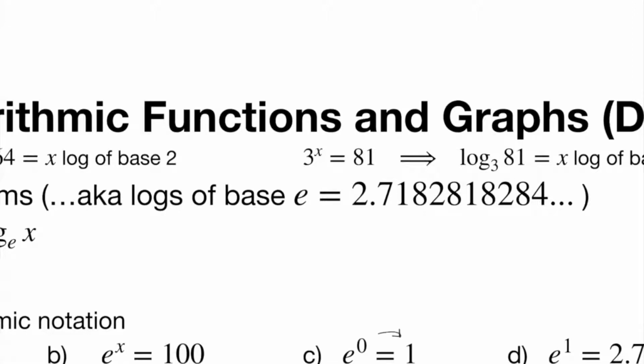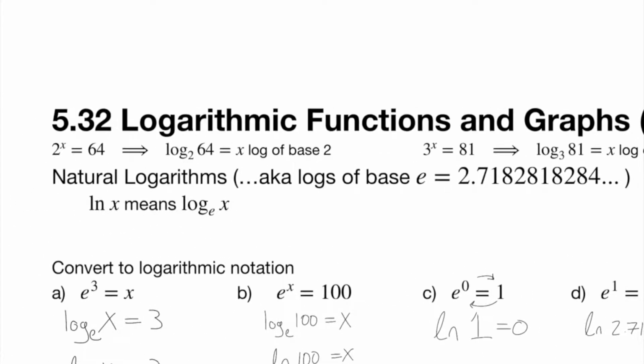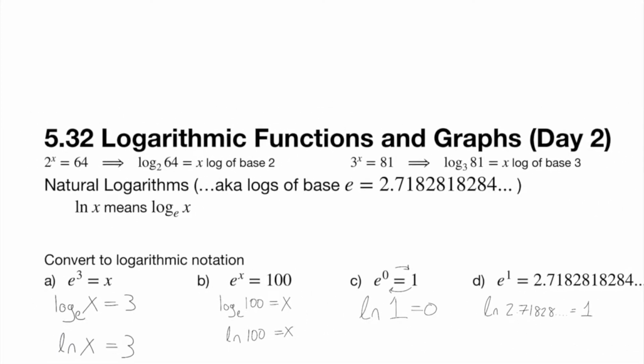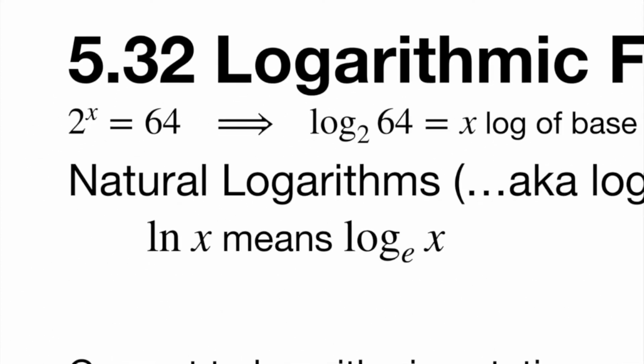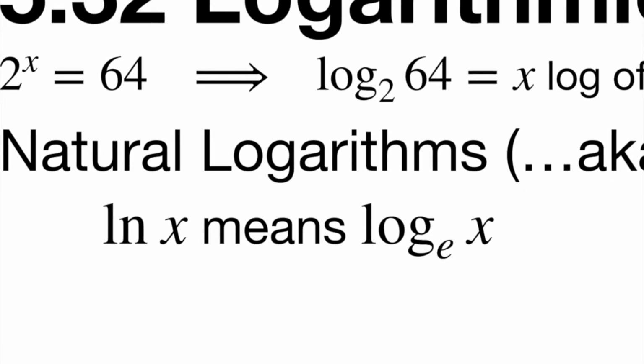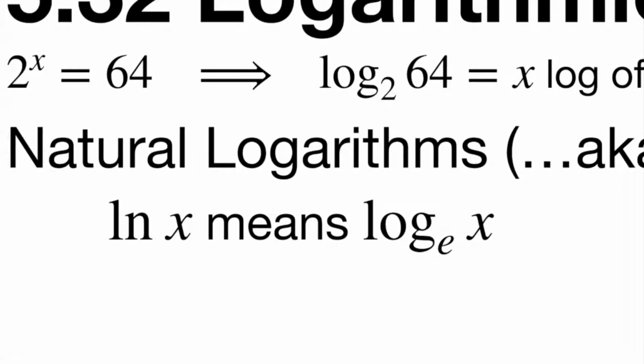Pi is used a ton in geometry, and e is used a lot in pre-calculus when you have to deal with exponential functions and growths. You're going to see it a ton in calculus also. And natural logarithms are actually so important that we get our own little convention here. ln of x means log base e of x.